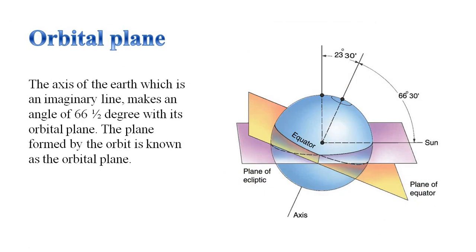Orbital plane. The axis of the Earth, which is an imaginary line, makes an angle of 66.5 degrees with its orbital plane. The plane formed by the orbit is known as the orbital plane.